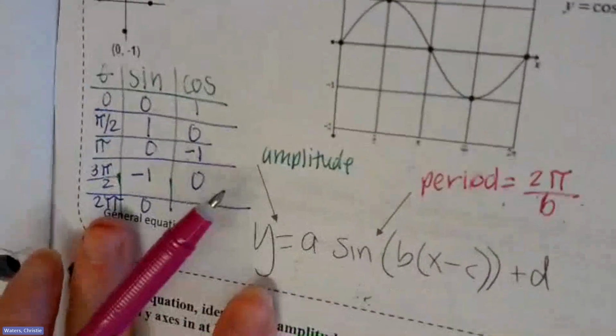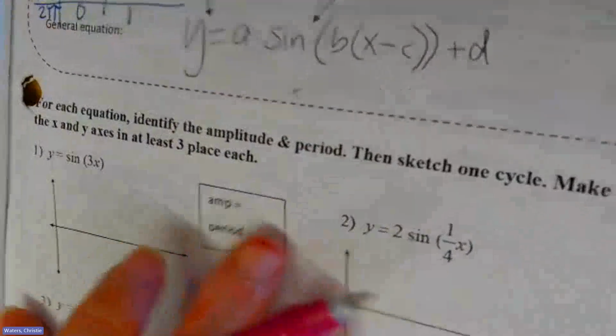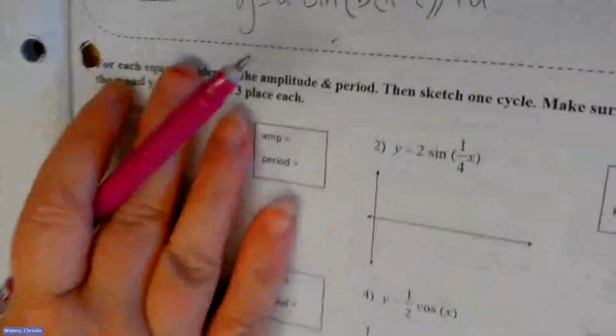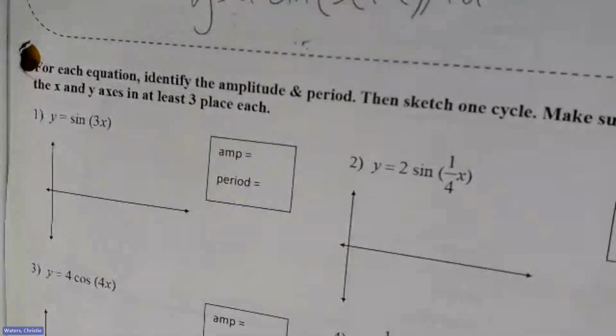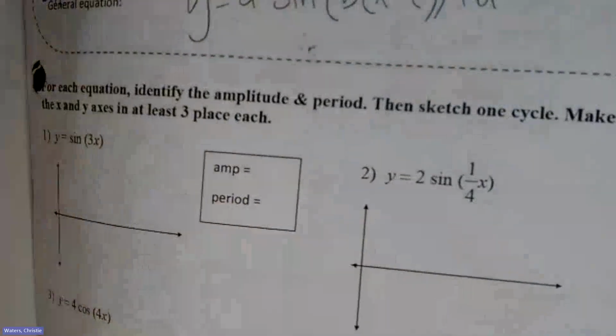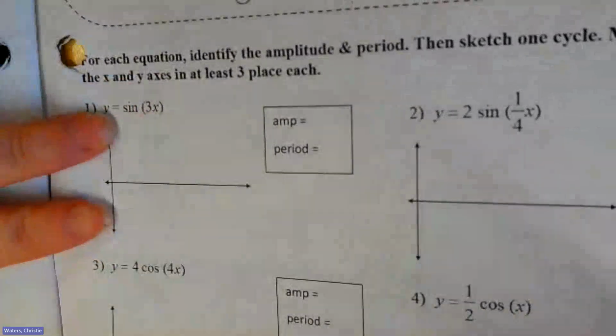Okay, so let's go ahead and jump in and do some actual graphing. So looking at number 1, we've got sine of 3x. So funny, I just graphed that. Didn't even do it on purpose. Let's straighten my paper here. Okay, so we've got sine of 3x.